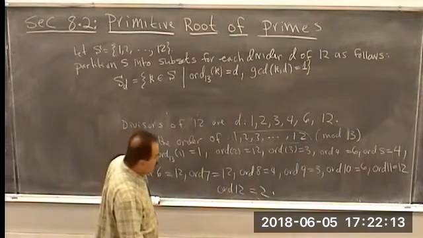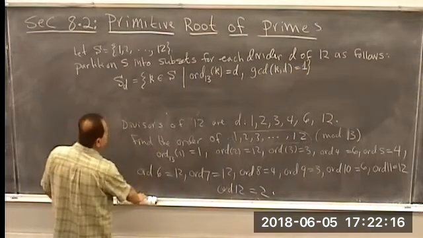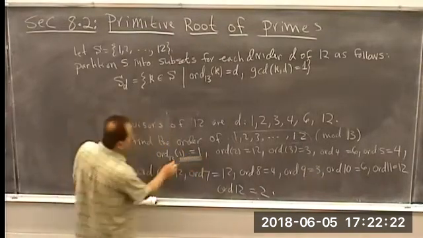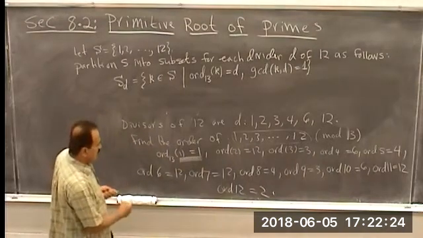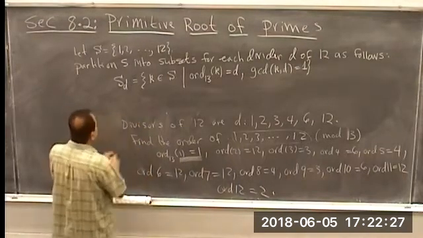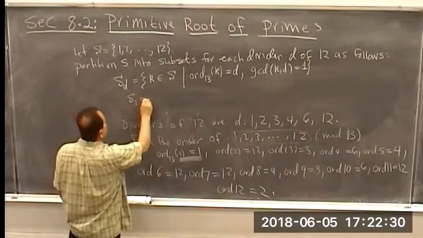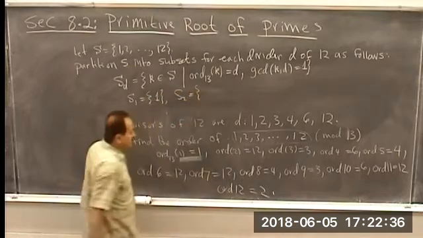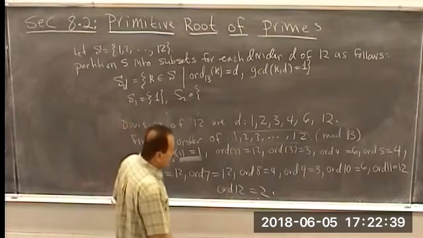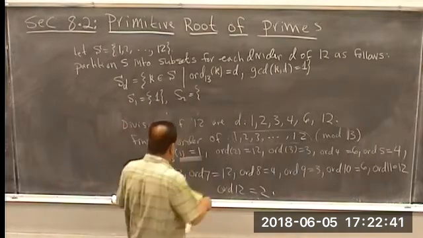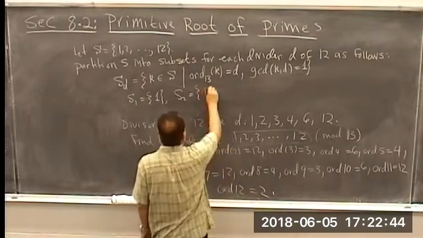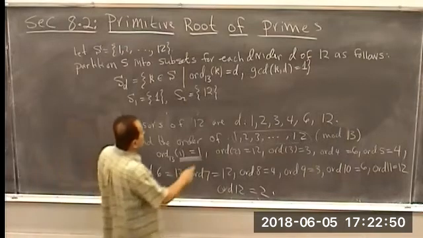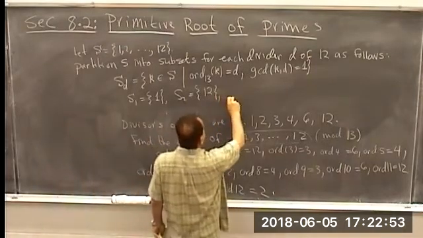So in our example, we're going to look first of all at the divisor 1. It's going to contain only one integer that is of order 1, that is 1. So S1 consists of 1. S2 consists of those integers that have order 2, and the only integer with order 2 is 12. So 12 is in here. And then we have S3.